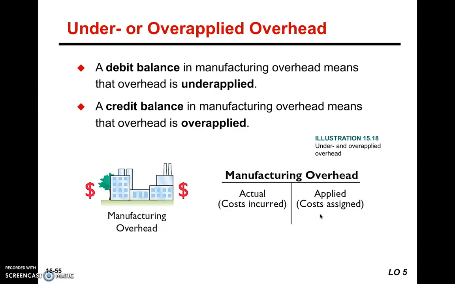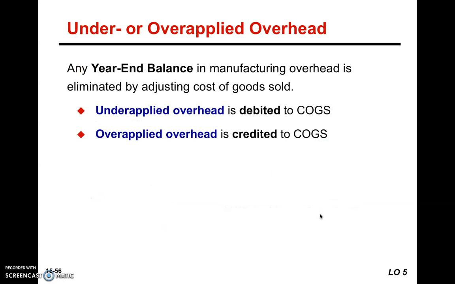At the end of each year, we need to arrive at zero balance in our manufacturing overhead account, meaning we have to make sure our actual cost equals our applied cost. Otherwise, we have incorrect financial statements. How do we do that? We only do it at the end of the year. We do not do this at the end of each month. That's a lot of work. So at the end of the year, we're going to prepare an adjusting entry. An adjusting entry will affect two accounts, manufacturing overhead and cost of goods sold.